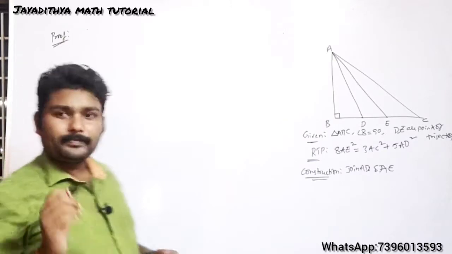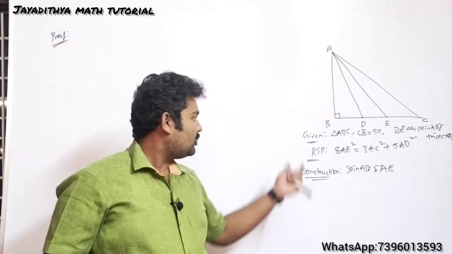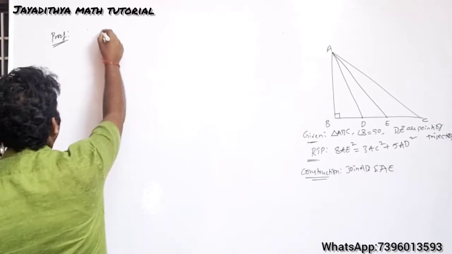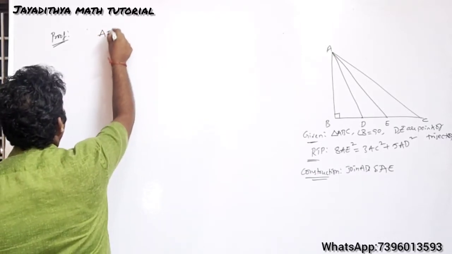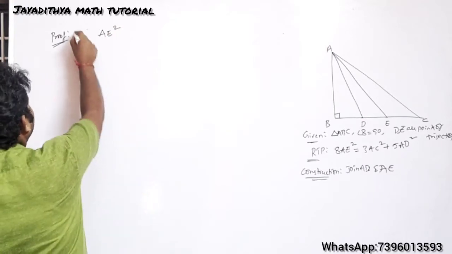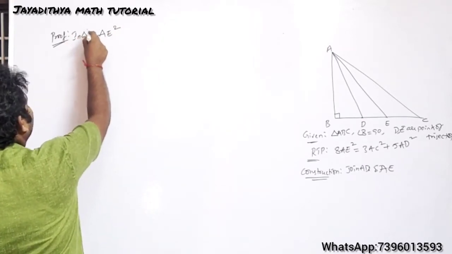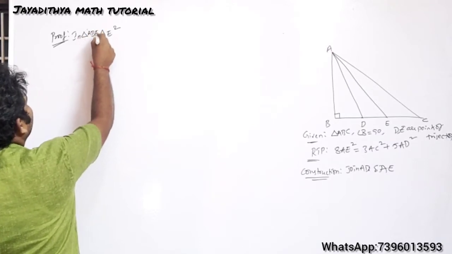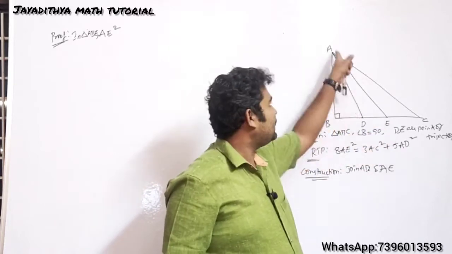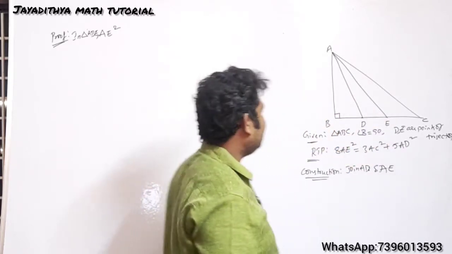So in the proof, let us go for the LHS part of what is required to prove now. What is that one? That is AE square, right? So I want AE square. For that reason, what triangle should I take here? I should take the triangle ABE, right? If I take triangle ABE only, then I can easily find AE square right now.